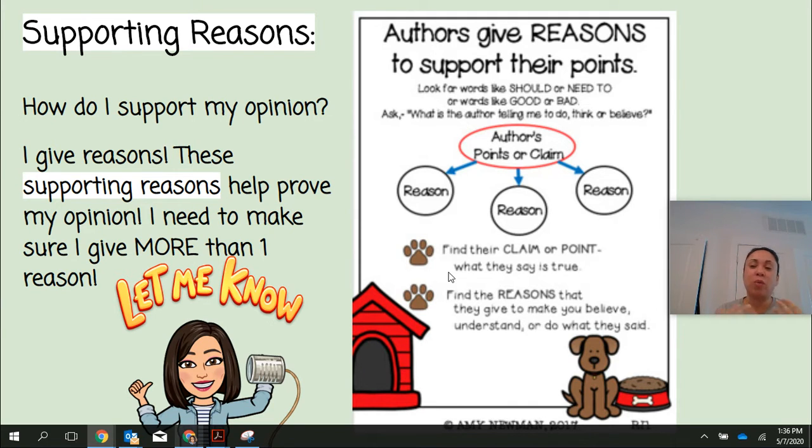We have to make sure that we see the opinions, and that we can pull them out of the text and support what the author is saying. So we have to find reasons that make you believe, understand, or do what they said. Okay.